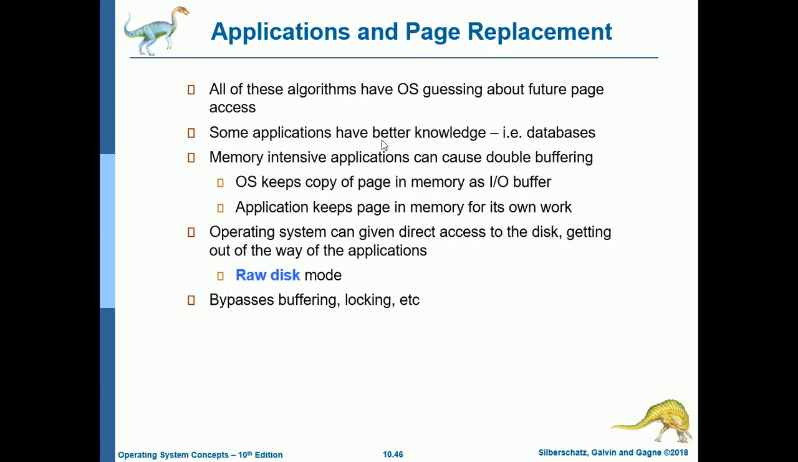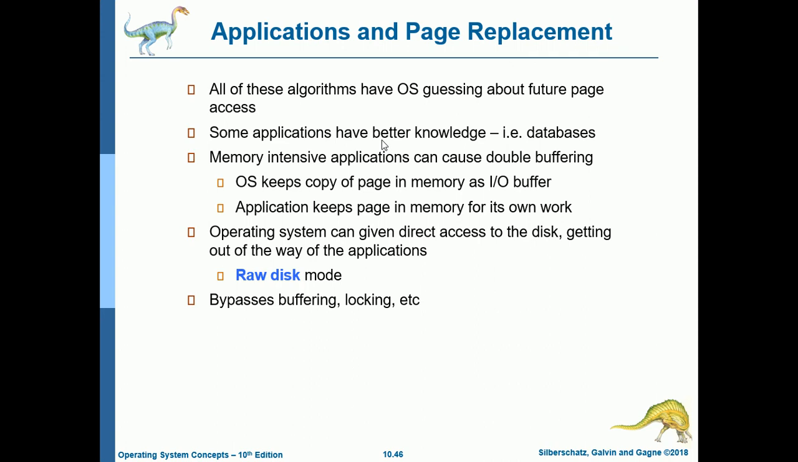So, applications and page replacement. All of these algorithms have the OS guessing about future page access. Some applications have better knowledge, such as databases. A memory-intensive application can cause double buffering. So how does this double buffering happen?